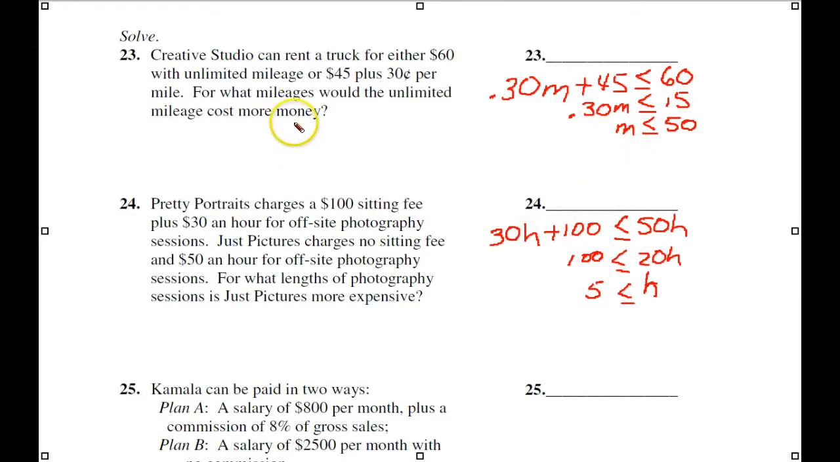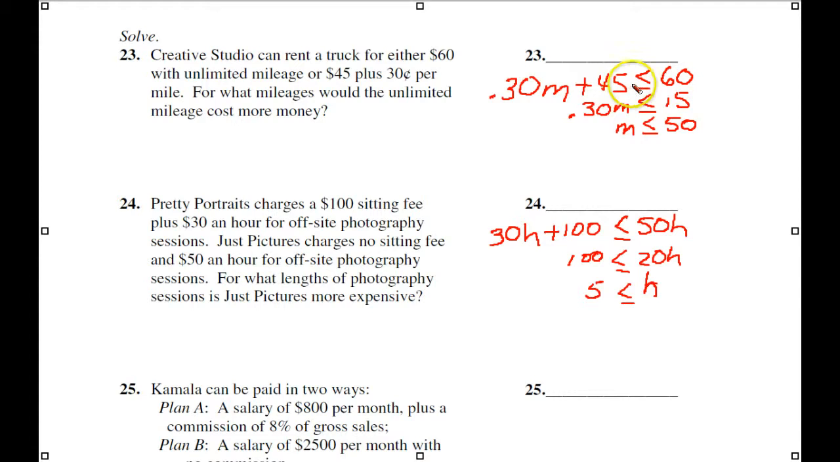Okay, here's some word problems. Again, you'll have to read it carefully, but in essence, it's a studio can rent a truck for either $60 with unlimited mileage or $45 plus 30 cents per mile. Which would be the better deal? So we set it up as sort of an equation, but an inequality. 30 cents a mile plus $45 is going to be less than or equal to 60.